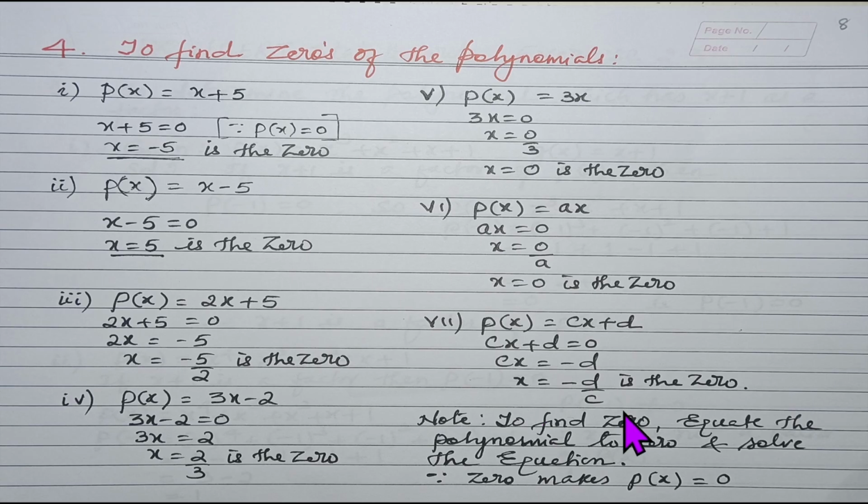Remember, to find the 0, equate the polynomial to 0 and solve the equation. So that means the 0 makes the value of the polynomial 0, therefore we have to equate that polynomial to 0, and that is how we find the zeros of the given polynomial. So these were a few examples of the two exercises there, and please learn these very simple examples, understand the basics, and learn how to solve them, practice them, and note them down in a book for your future reference.